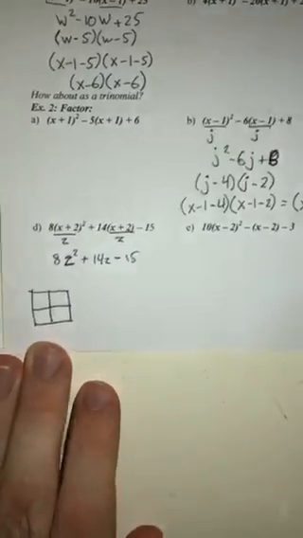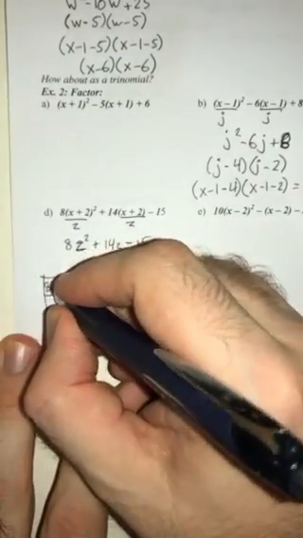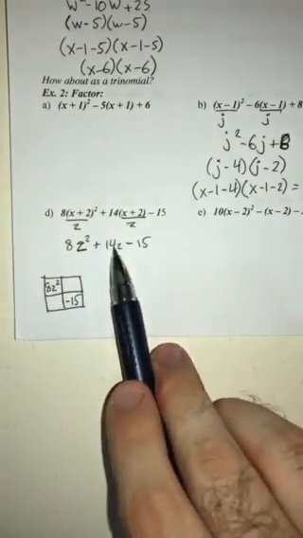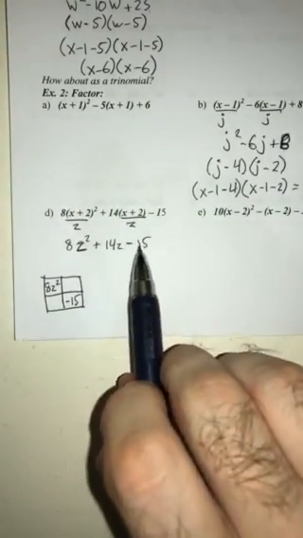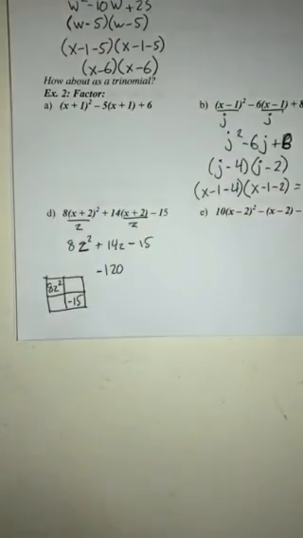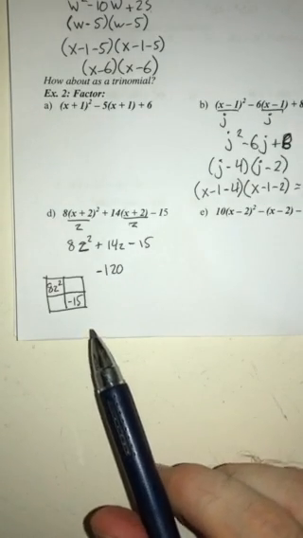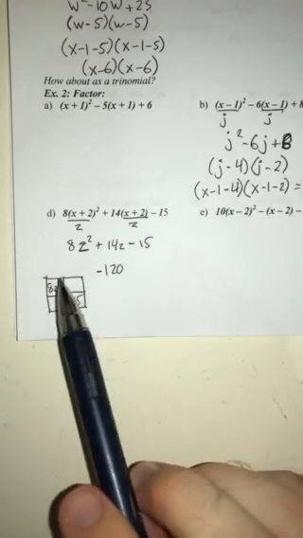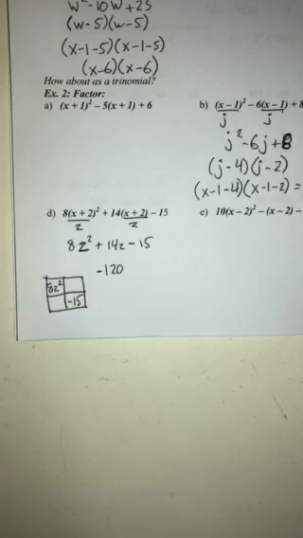There we go. So first term, 8z squared. Last term, negative 15. So I need two numbers that add to 14, and they're going to multiply to negative 15 times 8, and I gave myself a doozy to try and do. So let's see. 2 times 15 is 30, 120, I believe. Let me double check. So 15 times 2 gives you 30 times 4. I sure hope that's right. Okay, I think it should be.